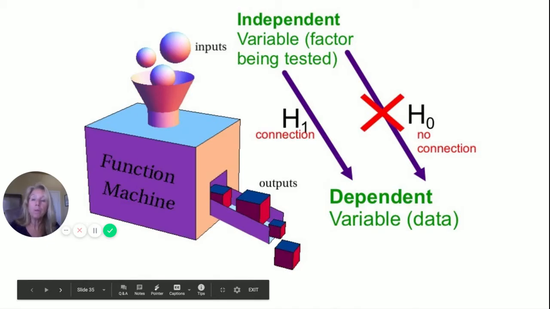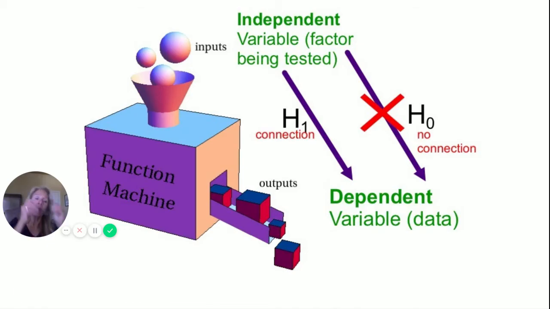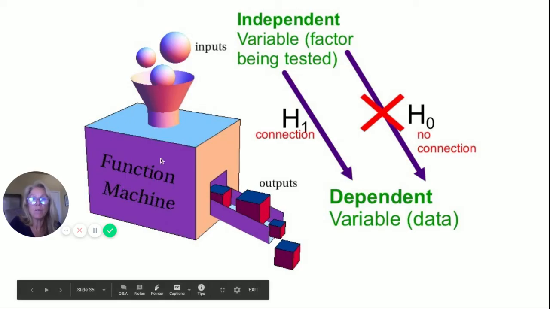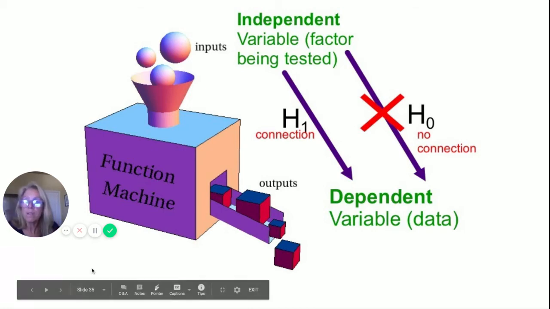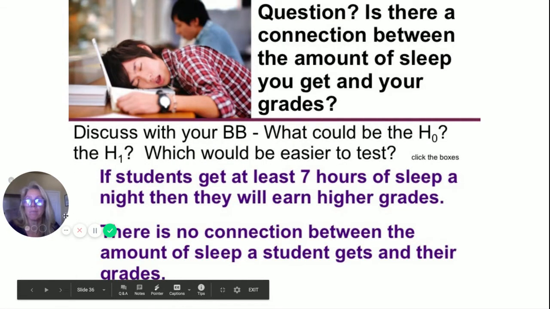Okay. So going back to that earlier graphic, okay, if you're doing a research hypothesis, then you're saying that the independent variable is connected to the dependent variable. The more I work out, let's say, the lower my resting heart rate will be. If you're using a null hypothesis, then you're saying there is no connection between how much I work out and what my resting heart rate is. So let's look at an example.